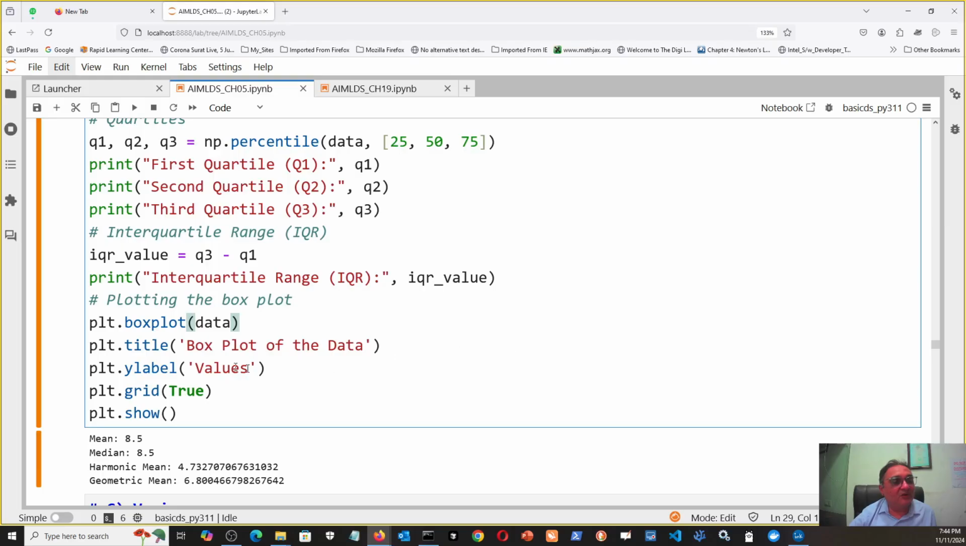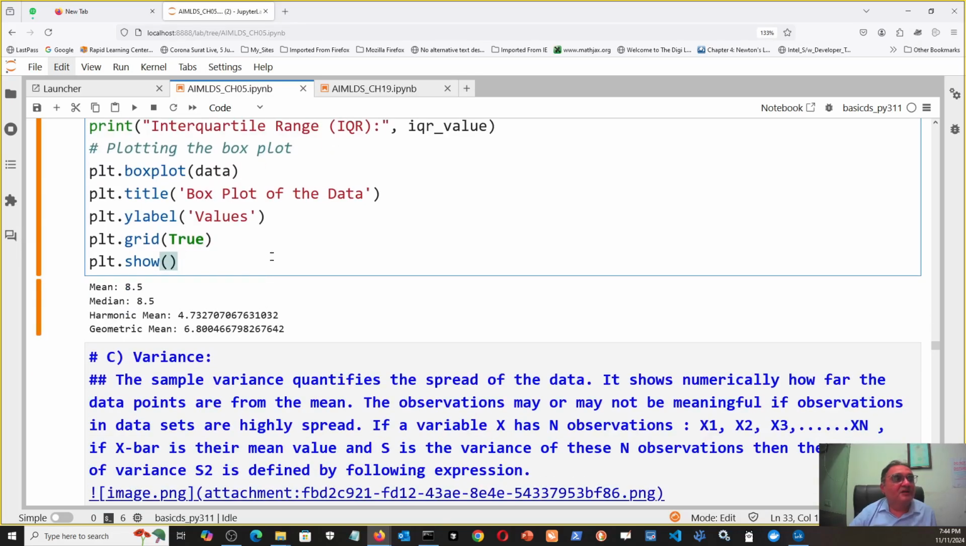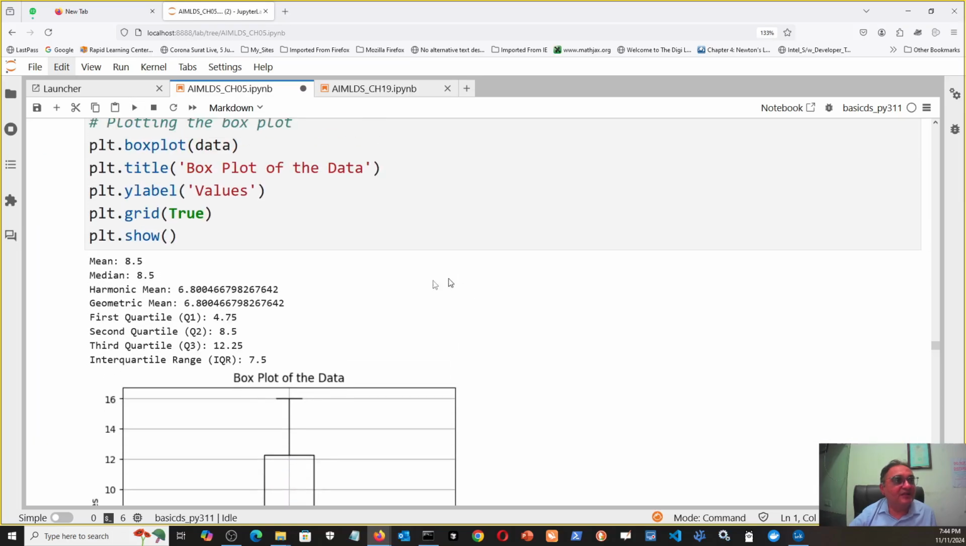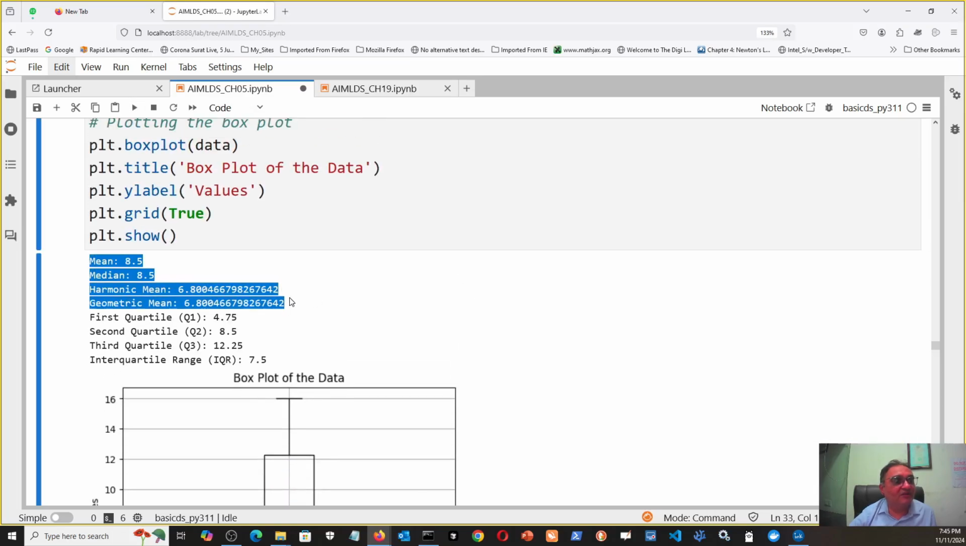And we are plotting the box plot also. Actually, matplotlib we imported just for plotting the box plot. Otherwise, if you just want to find the values of the quartiles, Q1, Q2, Q3 and IQR, interquartile range, then only NumPy is sufficient. But okay, so in this case, you can see these were mean, median, harmonic mean, geometric mean.